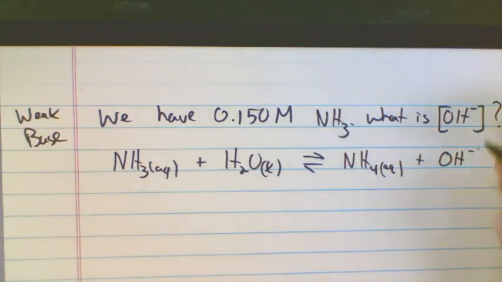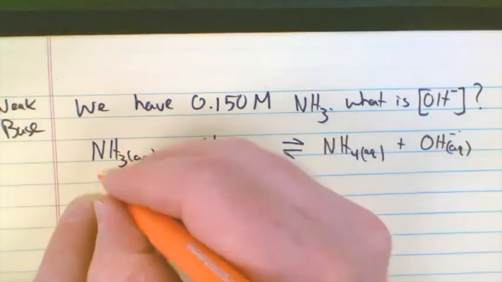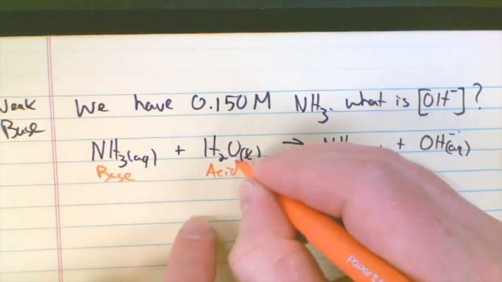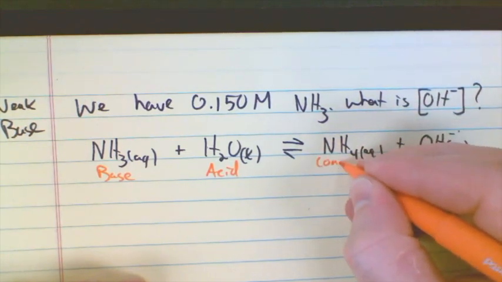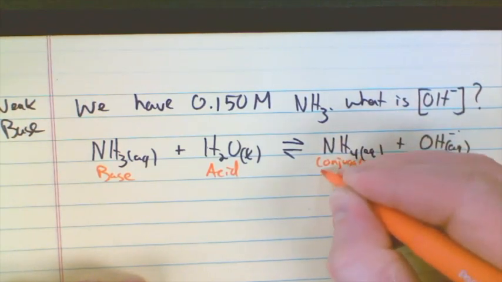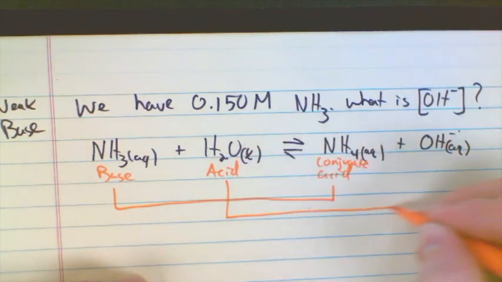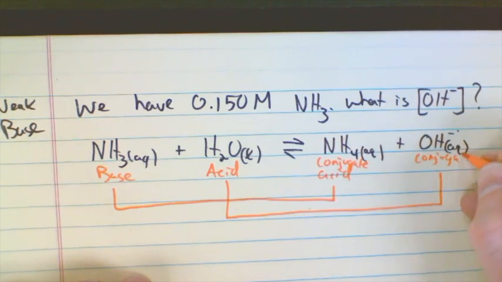And let's just for fun put our conjugate pairs on here because it's a good thing to know how to do. What's this one? Base. What's this? Acid. Okay. What do we call this? Yeah, that's our conjugate acid. It's the conjugate acid to NH3. And then hydroxide, conjugate base.